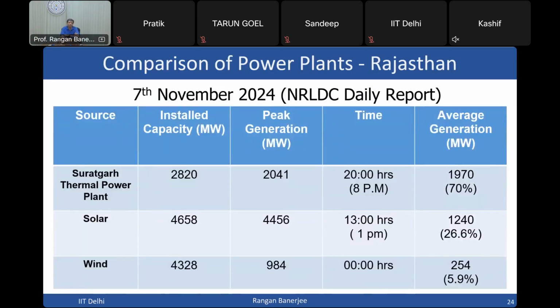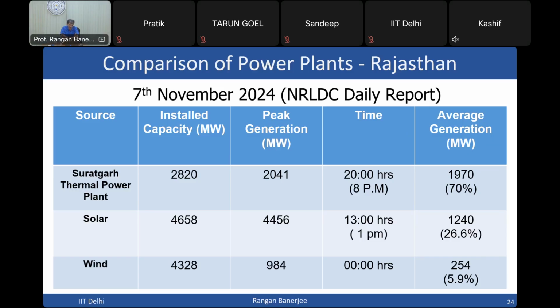And I would like to give you an example of the average generation of three of these plants in Rajasthan in the grid on a particular day and at a particular time. If you look at the installed capacity, Suratgarh thermal power plant, 2,820 megawatts. During the day, the average generation was 1,970 megawatts. If we take the capacity factor, you can calculate it, it comes out to be 70%. And the peak generation from this 2,800 megawatts was 2,000 megawatts at 8 p.m.